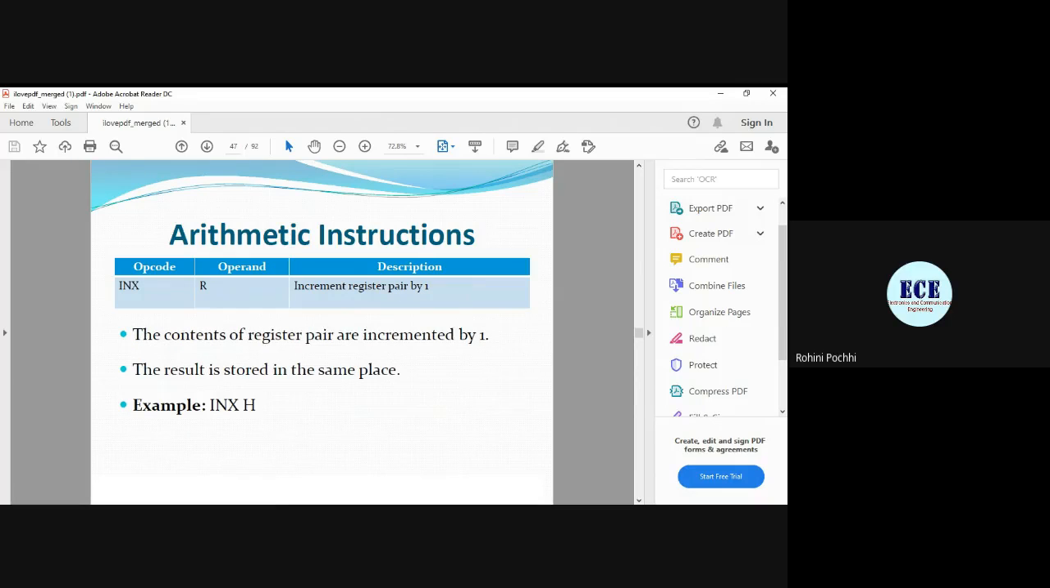INX, that is increment register pair by 1. The content of register pair are incremented by 1. The result is stored in the same place.